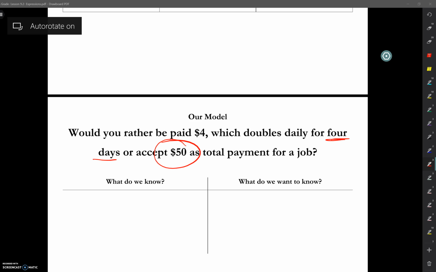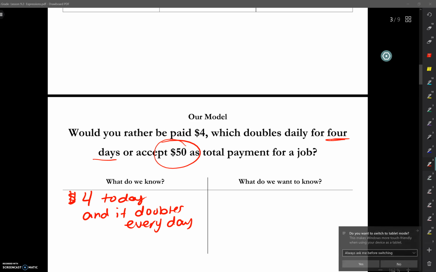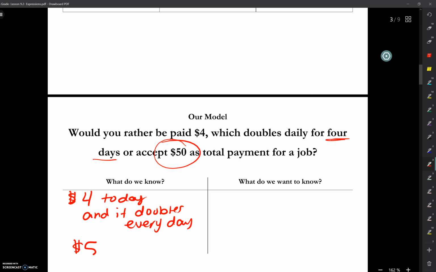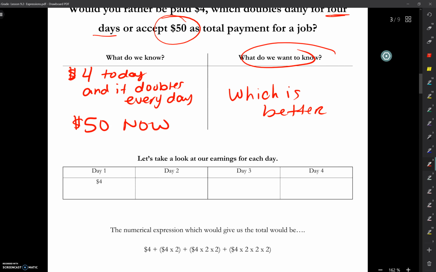And so what do we know? We know that we can get paid $4 today, and it doubles every day. Or we can get paid $50 now. What do we want to know? We want to know which is better. Okay, that's what we want to know. So let's look at this.